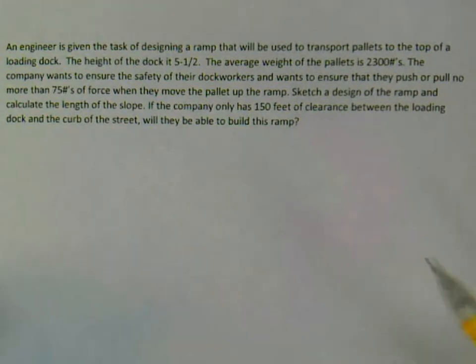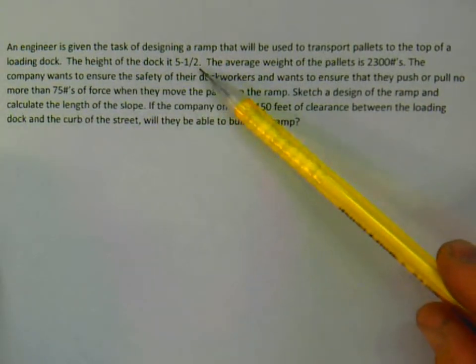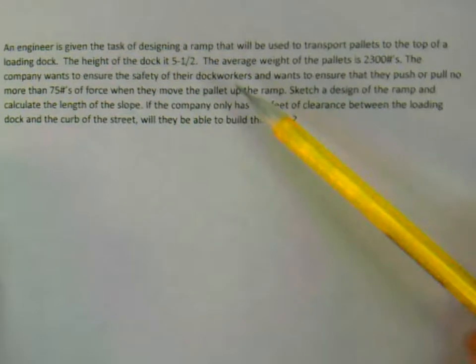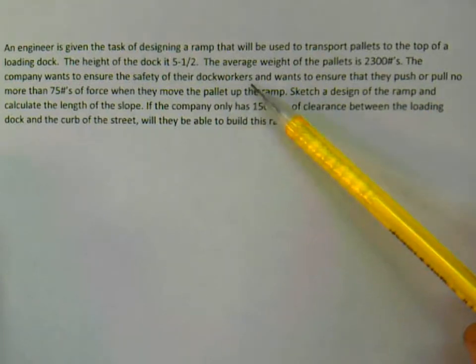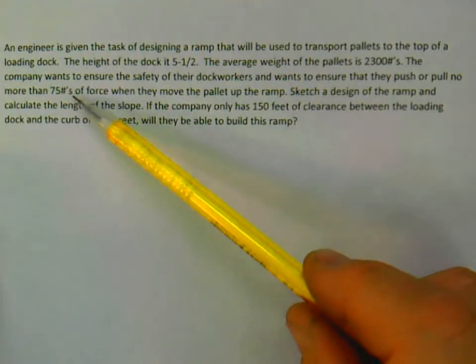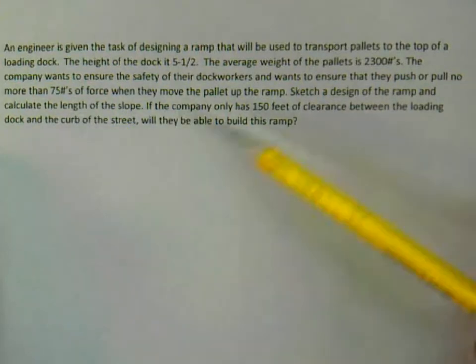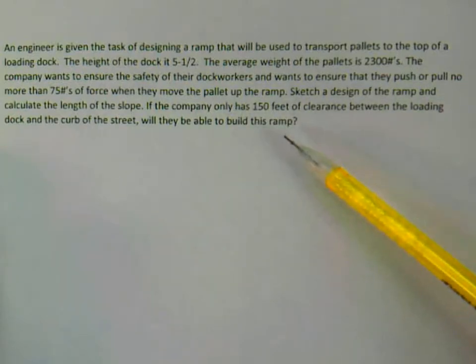The problem that I'm faced with: an engineer is given the task of designing a ramp that will be used to transport pallets to the top of a loading dock. The height of the dock is 5.5 feet. The average weight of it is 2,300 pounds. The company wants to ensure the safety of their dock workers and wants to ensure that they push or pull no more than 75 pounds of force when they move the pallet up the ramp. Sketch a design of the ramp and calculate the length of the slope.